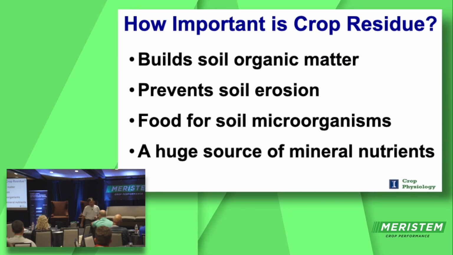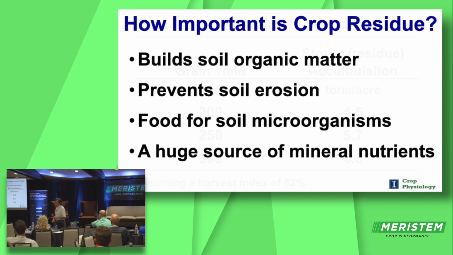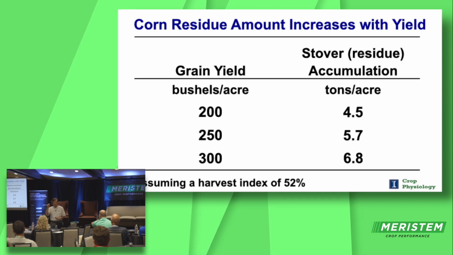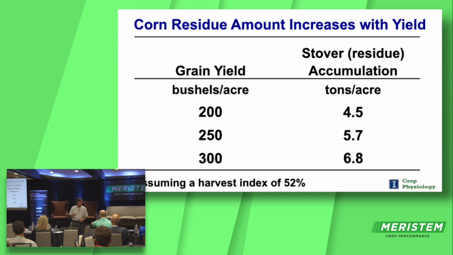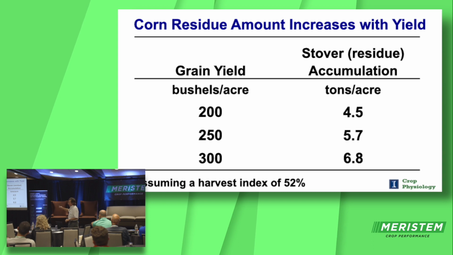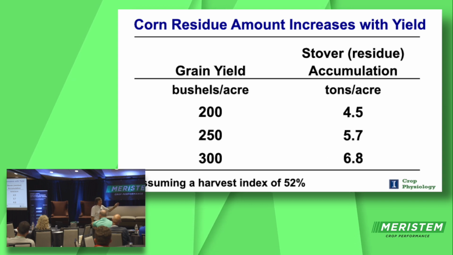All right, using a harvest index of 52%, I can calculate for various yield levels how much stover remains. And I've done that here. These are tons, US tons, not metric tons. So there's a lot of stover. So 200 bushels per acre, 4.5 tons of stover. That's above ground. By the way, there's almost no stover below ground. I'm going to talk about roots here in a minute, but there's almost none.